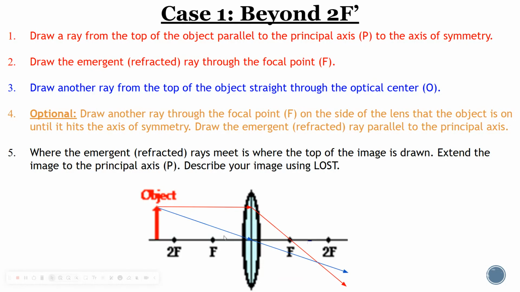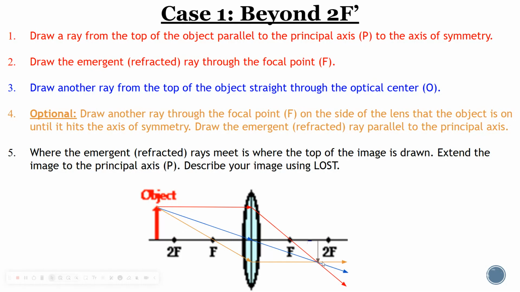And then we'll do a ray that goes through the focal point on this side, so the secondary focus, and then it hits the axis of symmetry and then refracts parallel to the principal axis. This point here is where your image ends up. So whenever you're beyond 2F, you're going to get an image that ends up between F and 2F on the other side, so a little bit closer to the lens compared to the object.